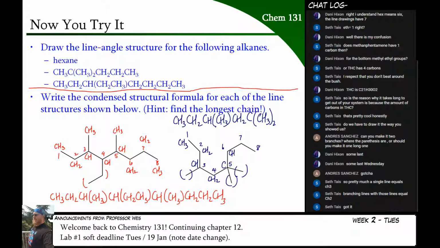Carbon number 6 is CH2. Carbon number 7 is CH2. And of course, I ran off the paper again. There we go.